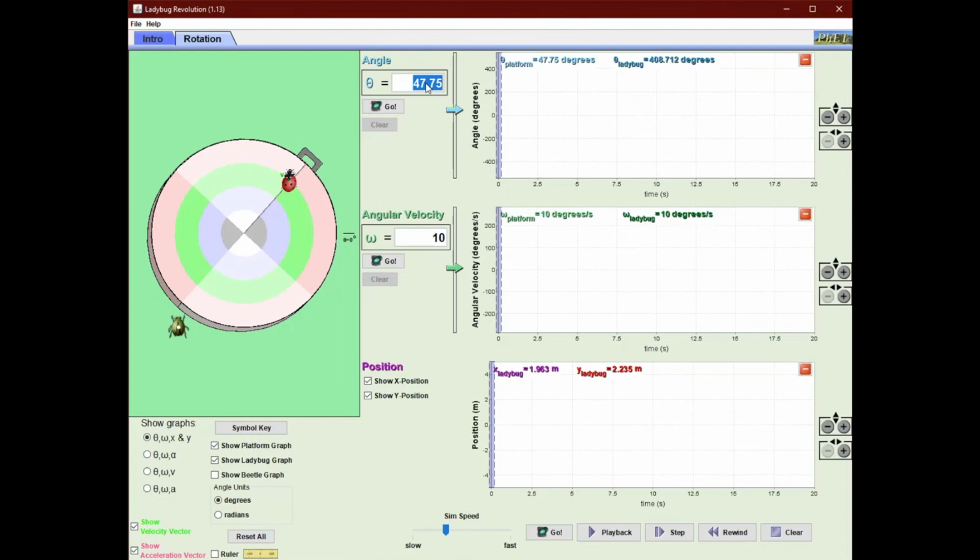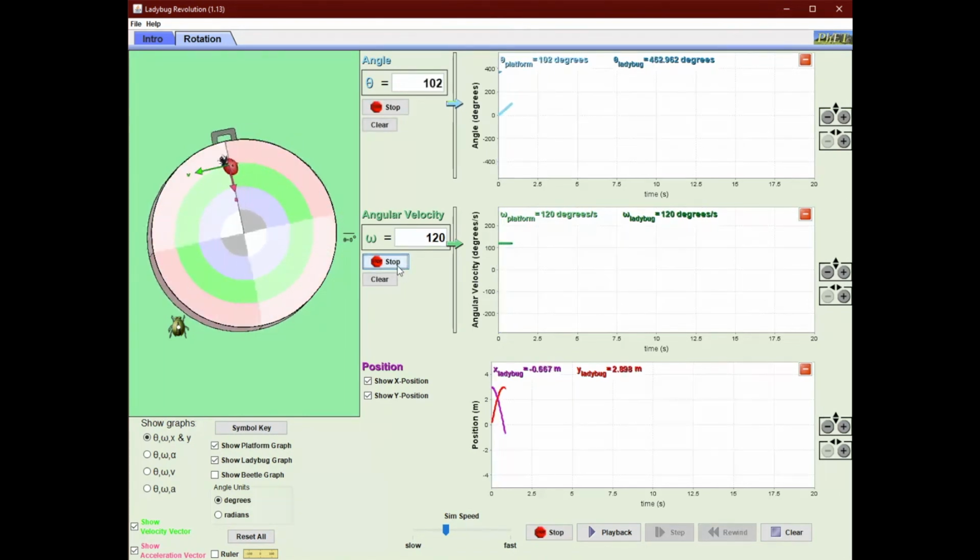I can set my initial angle, so I can set it at 90 degrees or 45 degrees or whatever I want. You can also see where it is in the x and y coordinate system, which I'm going to give you guys another answer here. Say this is 120 radians per second, or degrees per second.